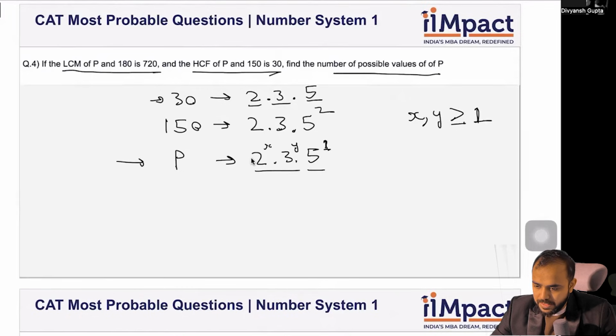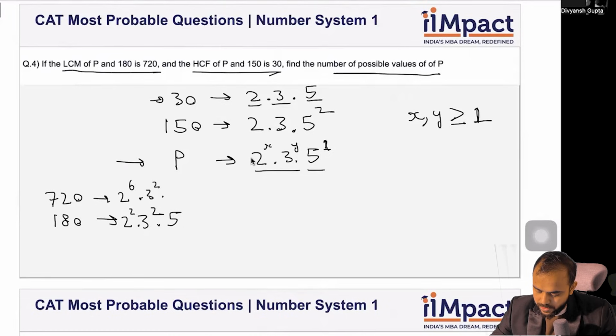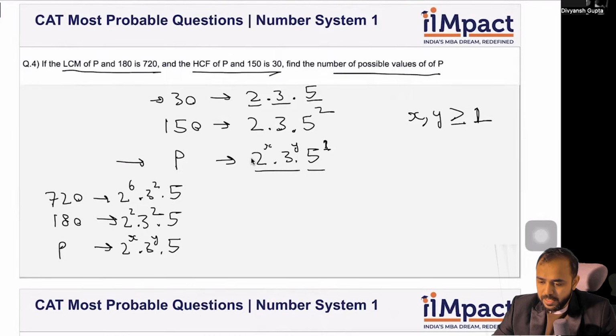Let's move on to the LCM. So 180 is 9, that is 3 square, into 20, which is 2 square into 5. 720 is 4 times 180. So this will be 2 to the power 6 into 3 square into 5. Now P I have already taken as 2 to the power x into 3 to the power y into 5. Now clearly, because the LCM has 6 powers of 2, which cannot be provided by 180, it must be provided by P, which means x is equal to 6.